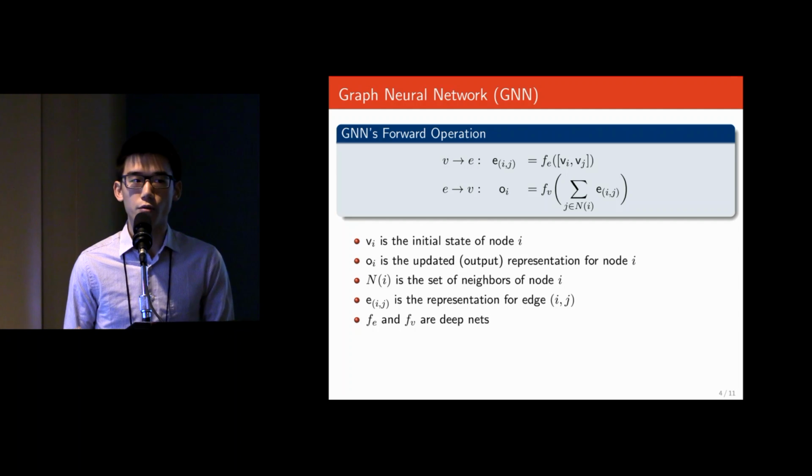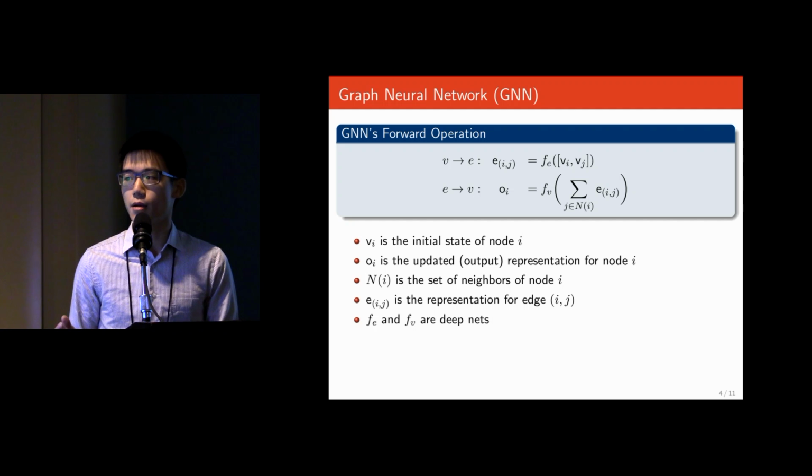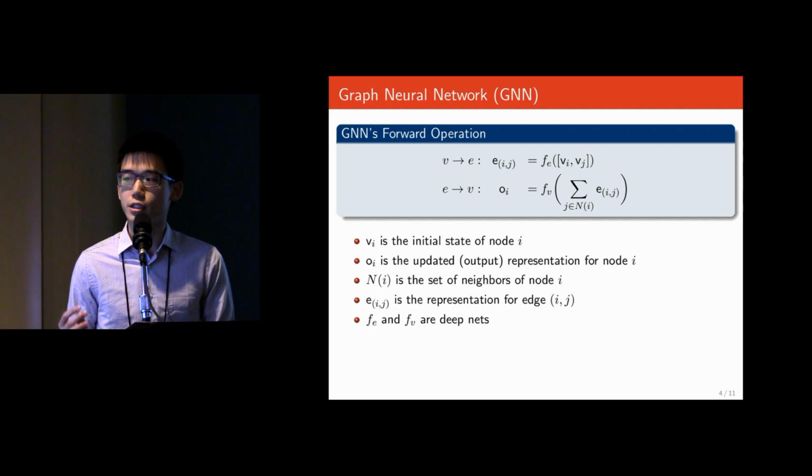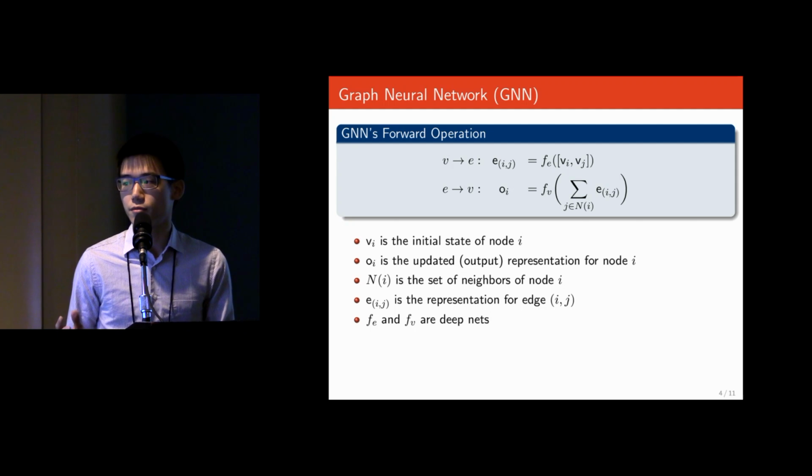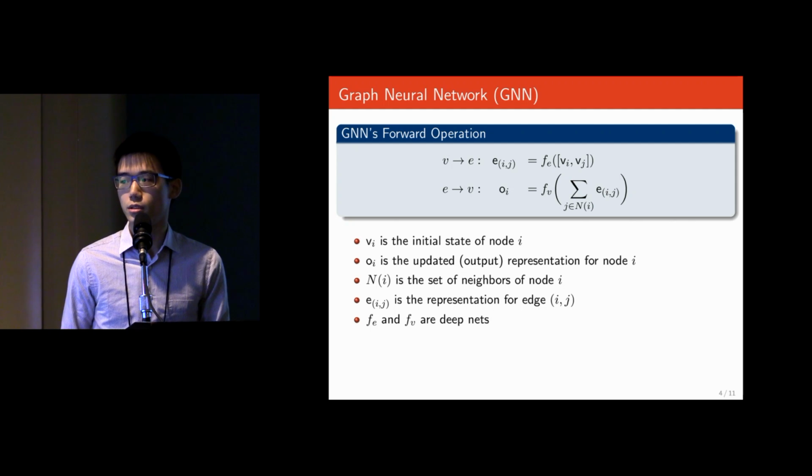At a high level, a graph neural network starts with a feature vector vi for each of the nodes. It then computes a feature vector eij for each of the edges based on the nodes. Afterwards, it sends these edge feature vectors as messages to the nodes to compute the final output vector, oi. The message passing operation can be characterized by its edge to node and node to edge operations, as illustrated here.